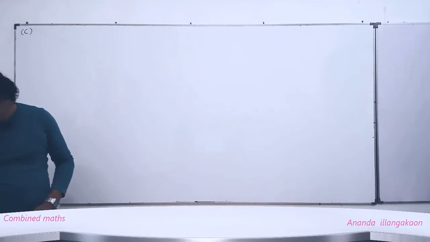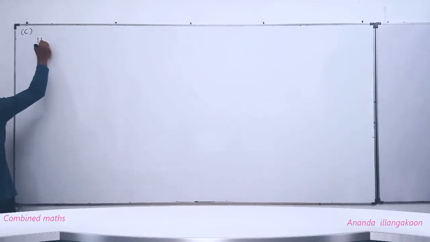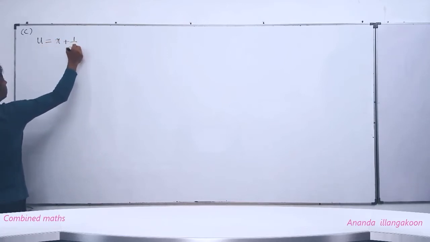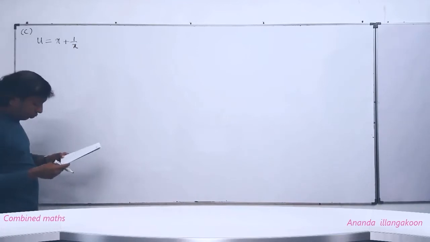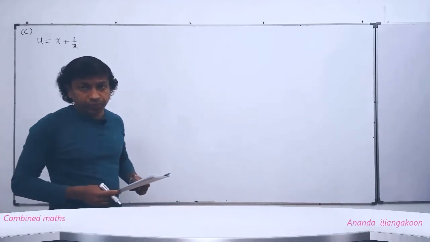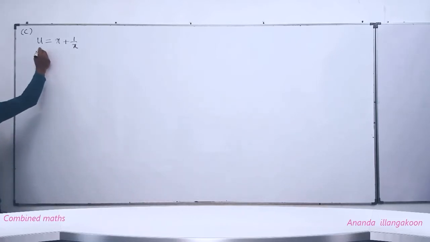Part C is this. We are given u equals x plus 1 upon x. Show that x squared plus 1 upon x squared is equal to u squared minus 2. Okay, right now, I'm going to square both sides.